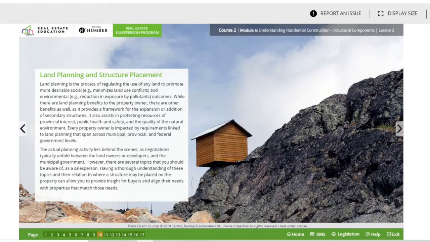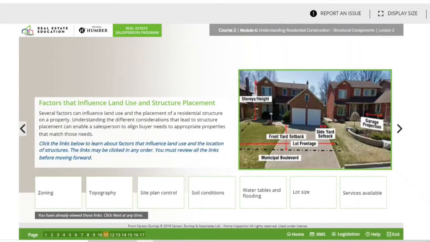Land planning and structure placement. Land planning is a process of regulating the use of any land to promote more desirable social and environmental outcomes. While there are land planning benefits to the property owner, there are other benefits as well, as it provides a framework for the expansion and addition of secondary structures. Factors that influence land use and structure placement: zoning, topography, site plan, soil conditions, water tables, lot size, and services available.